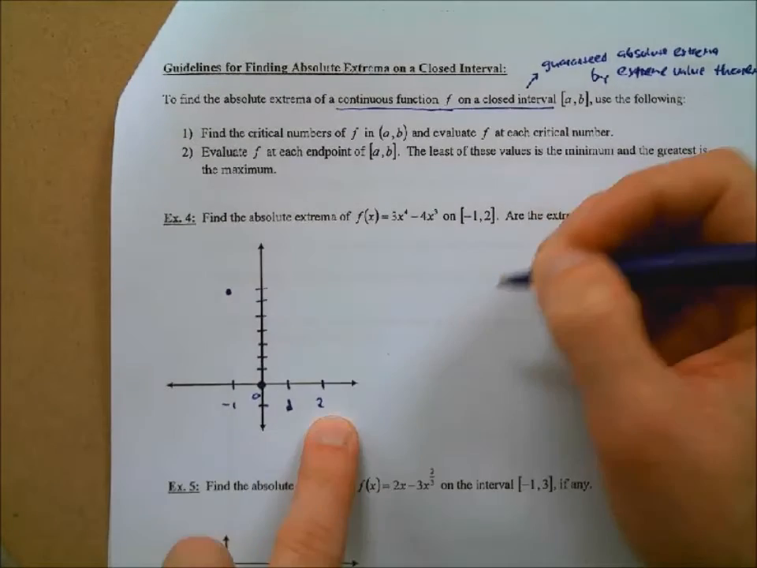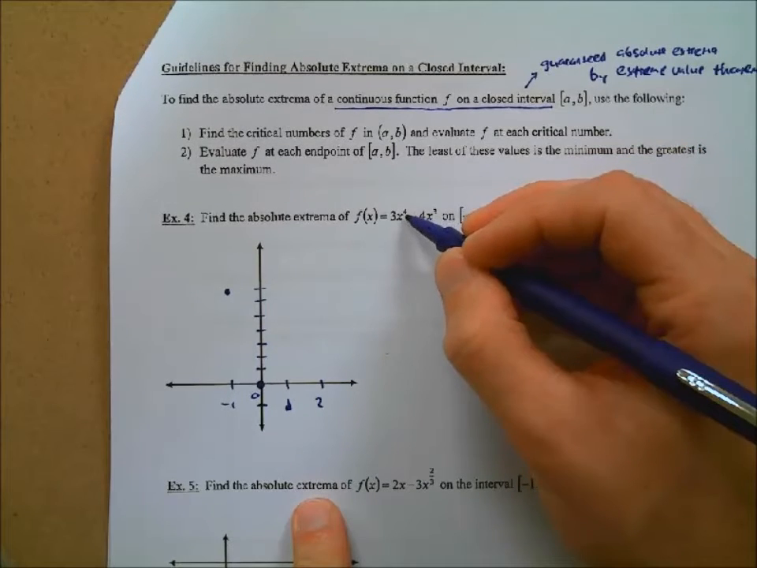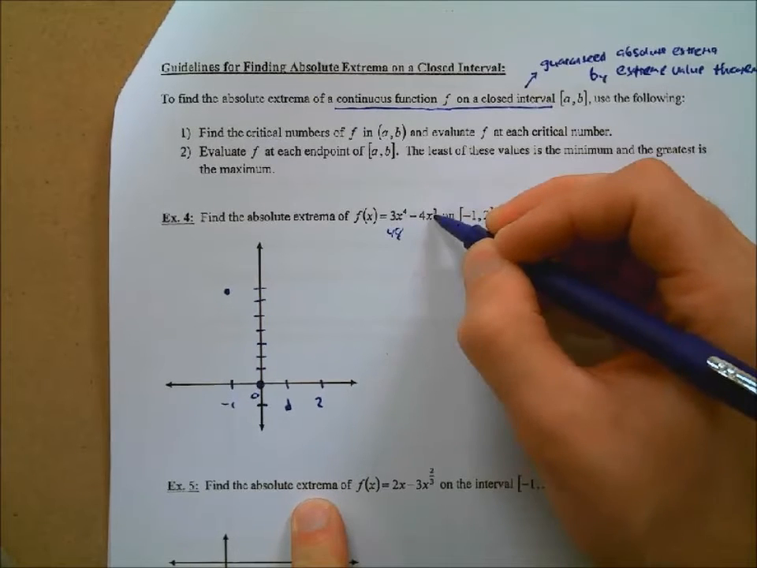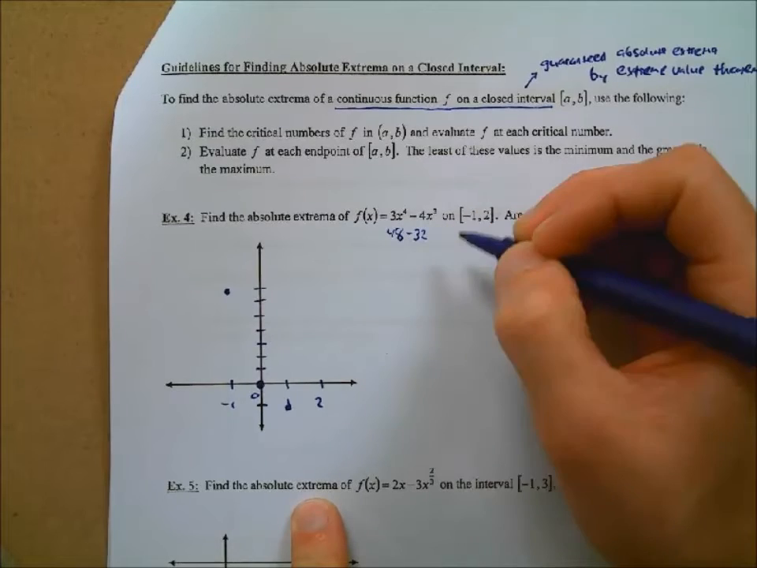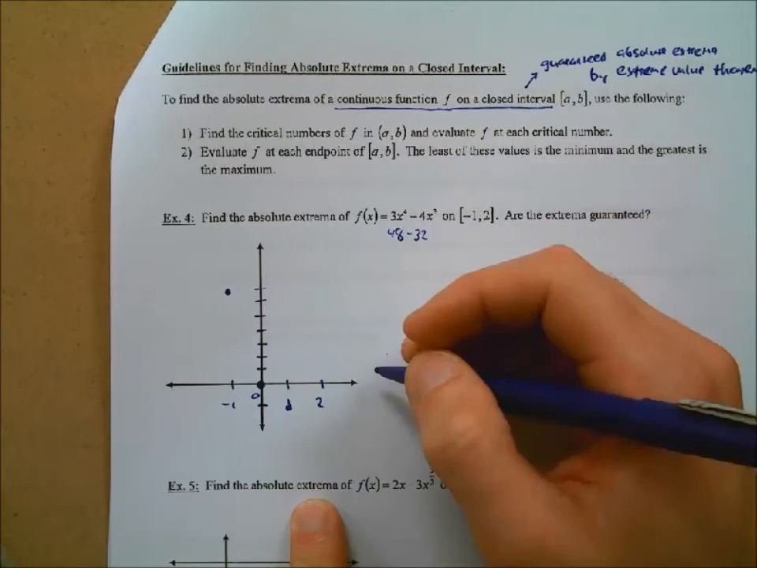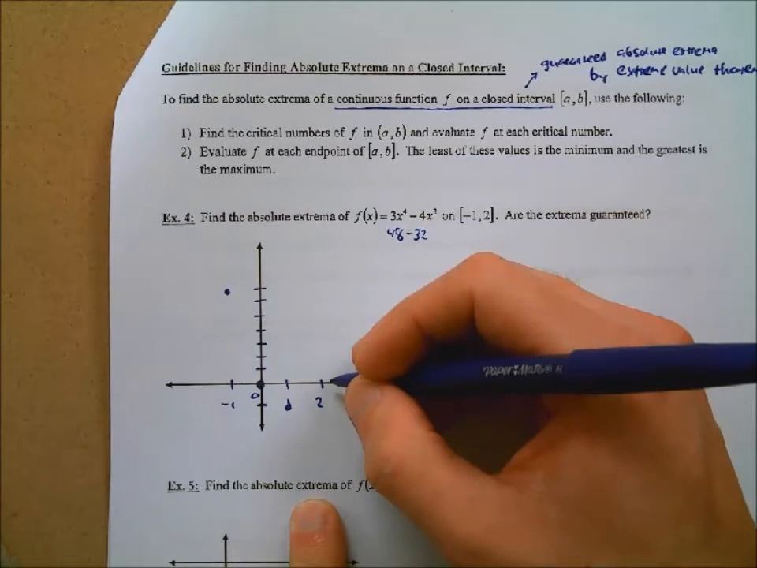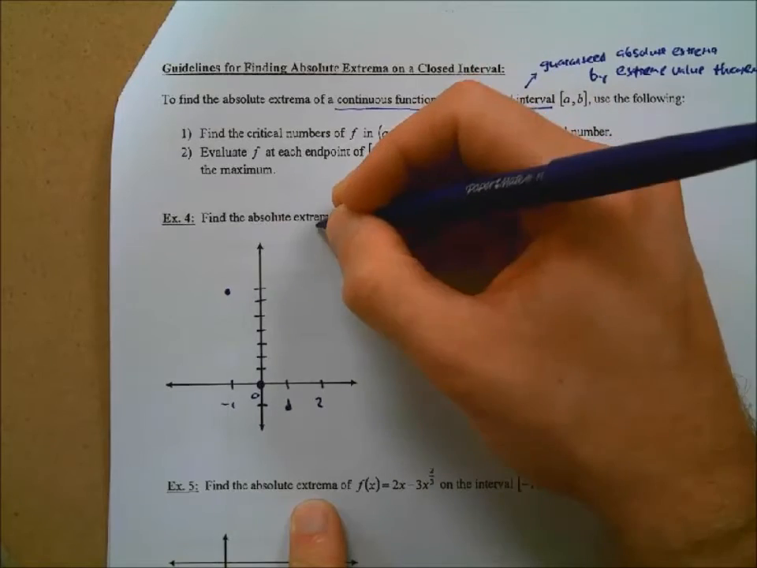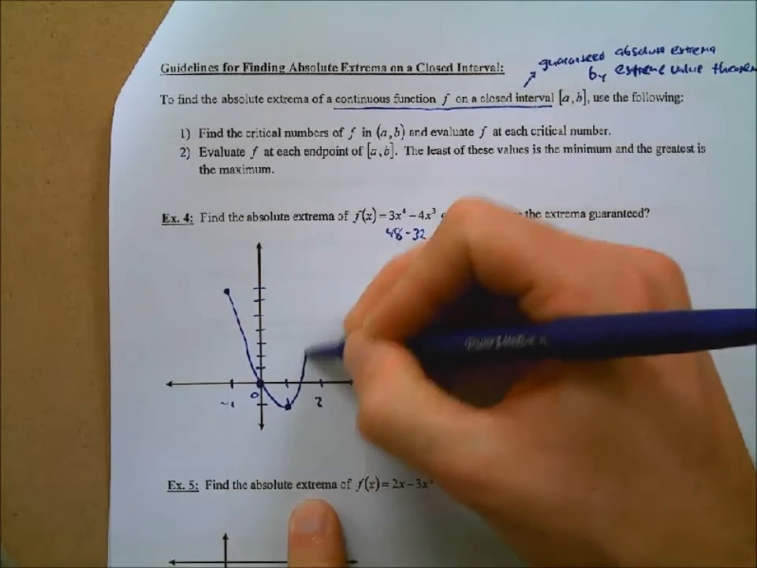And then at 2, okay, well, 2 to the 4th is 16, times 3 is 48. 2 to the third is 8, times 4 is 32. So 48 minus 32 is going to give us 16 there. So that's going to go off the page here. So we'll just kind of go way up. Down like that, and then up here somewhere.